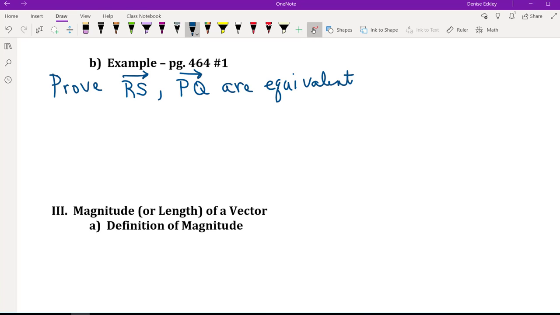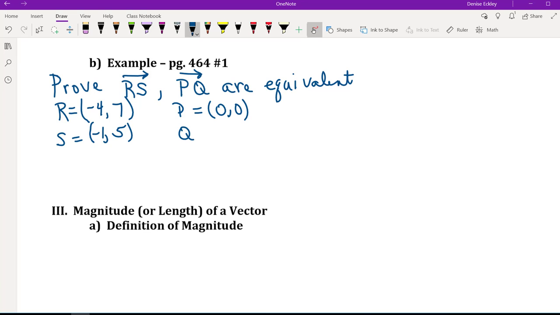So the coordinates of point R are -4, 7, and the coordinates of point S are -1, 5, and then P is at the origin, and Q is at 3, -2. Okay, so the first thing we have to do is find RS. So that's going to be our head minus tail rule.